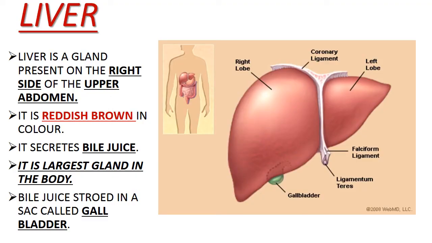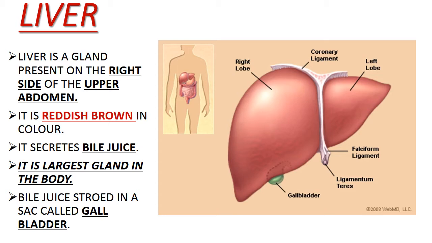Liver is a gland present on the right side of the upper abdomen and it is reddish brown in color, as you can see in the picture, and you can see the different lobes of the liver also. The important thing about liver is that it is the largest gland present in our body, and liver secretes a kind of digestive juice which we call bile juice. This bile juice is stored in a sac like structure, or you can say a bag like structure, which we call gallbladder. You can see in the picture. In our next slide we'll discuss gallbladder. So this is about liver.